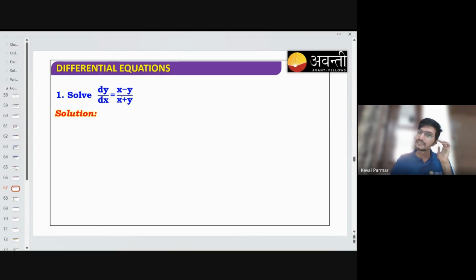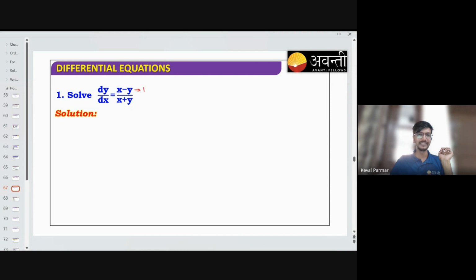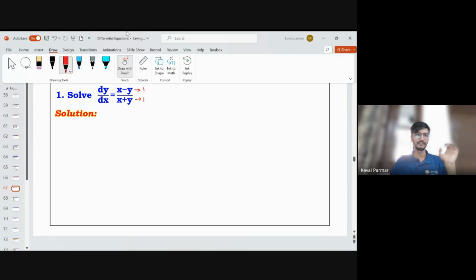So this you can see. First, let me check if it is homogeneous or not. We can clearly say it is homogeneous because the numerator has degree 1, the denominator also has degree 1. That means it is a homogeneous differential equation. Without skipping any steps, let's do it step by step.